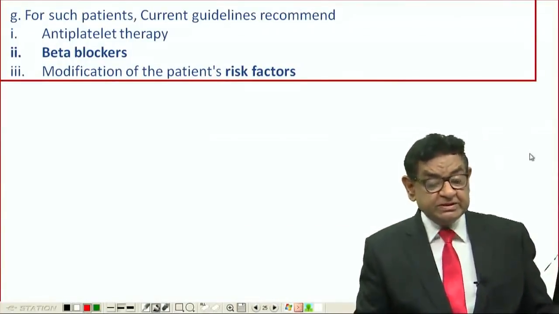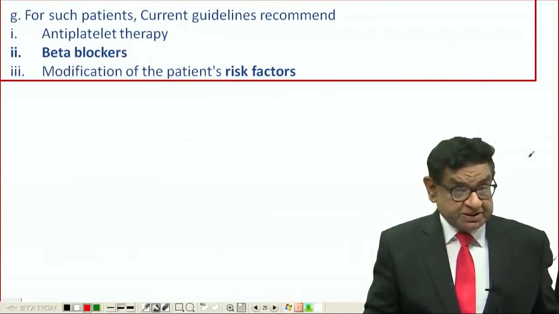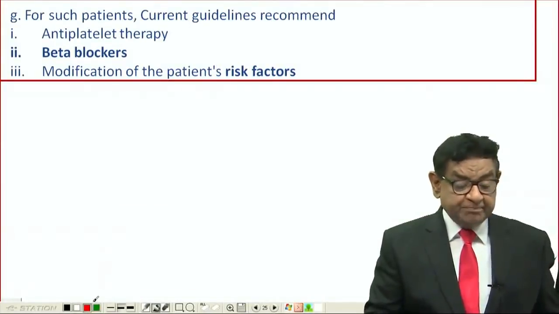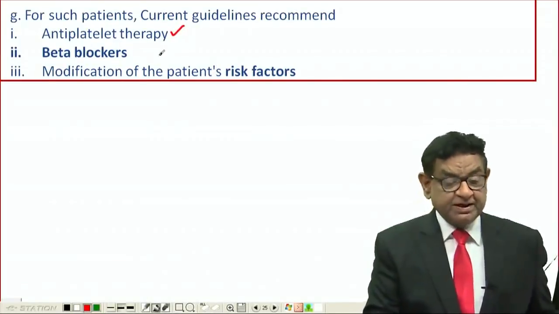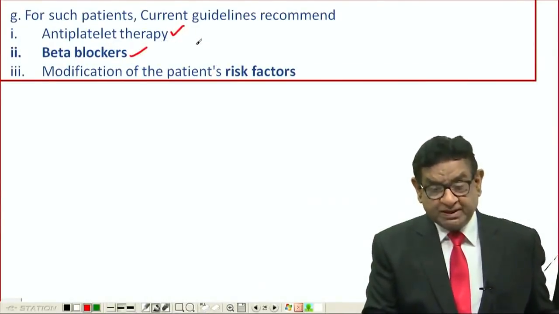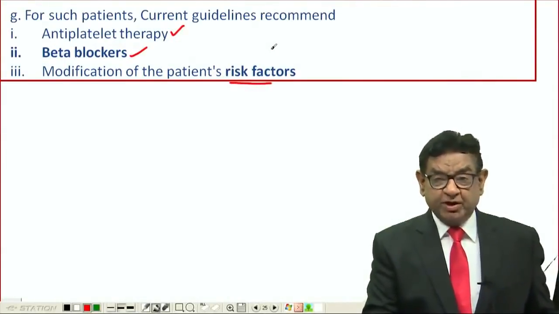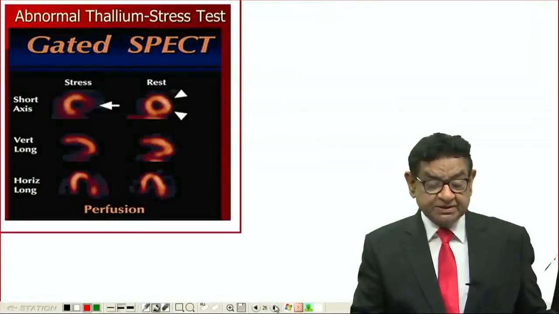Now, for such a patient who has reversible ischemia or fixed ischemia, start antiplatelet therapy immediately. Low dose aspirin therapy should be started. Beta blocker should be started to control the heart rate. And the patient should be strongly recommended to modify risk factors like diabetes, hypertension, and lipids, and control all these things.